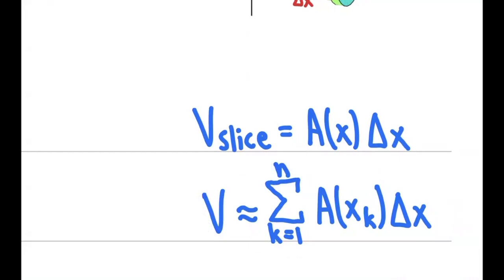So we're going to take the limit of this sum right here as n approaches infinity. And we recognize the limit of this sum as a definite integral. That's literally the definition of a definite integral.